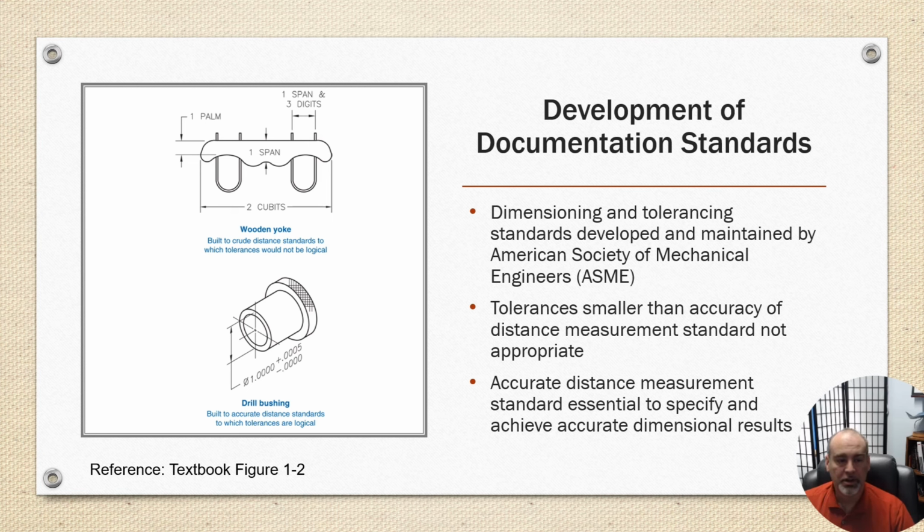Okay, so the dimensioning and tolerancing standards developed and maintained currently in the U.S. is the American Society of Mechanical Engineers, or ASME. Tolerances smaller than the accuracy of the distance measurements standard are not appropriate, and an accurate distance measurements standard is essential to specify and achieve accurate dimensional results. That is what they control. So they're not going to govern measures of things that are other than distance.